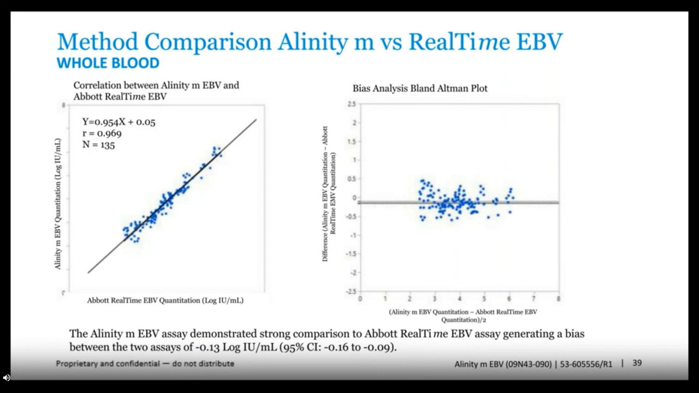So this is the same data presented for whole blood. A little bit different, good correlation. The bias was different here. It was -1.13 log international units per mL for the Alinity M assay compared to the M2000 assay, but still quite good agreement.